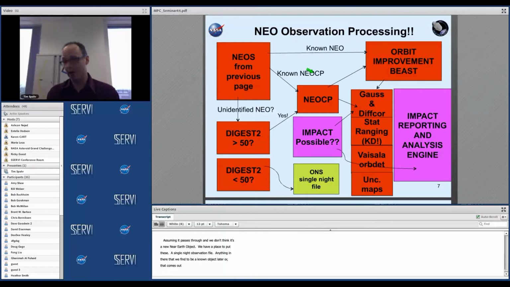Now, interestingly enough, I run a program here written by MPC staffers that checks if there's a possible impact in the near future. And if that is the case, we go over here, and I've got a very special reporting and analysis engine in case we've got something we think might be on a short-term impact.